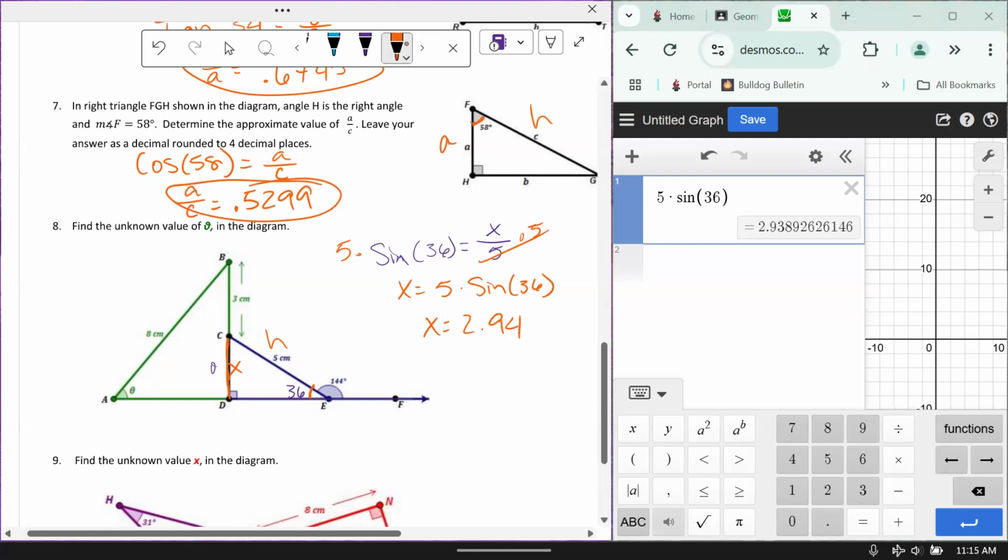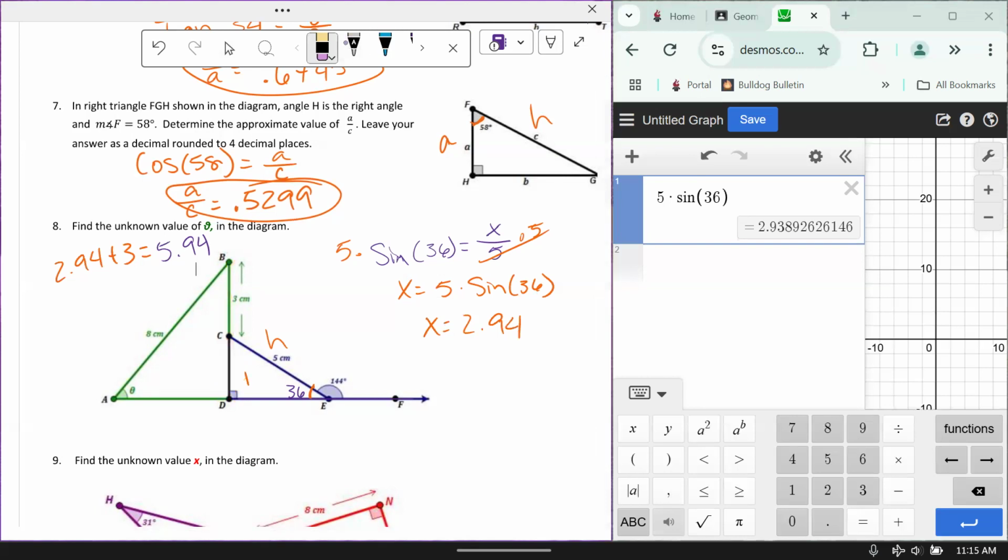All right. Now, we know x equals 2.94. We also know that BC equals 3. So we could do 2.94 plus 3 equals our entire length of this guy, our entire length. So that would be 2.94 plus 3 gives us 5.94. Okay, so that gives us BD, right? Now I'm going to get rid of this cluster. This entire length right here is 5.94.